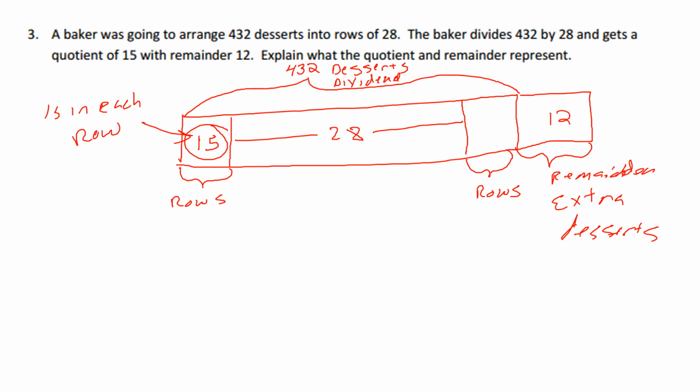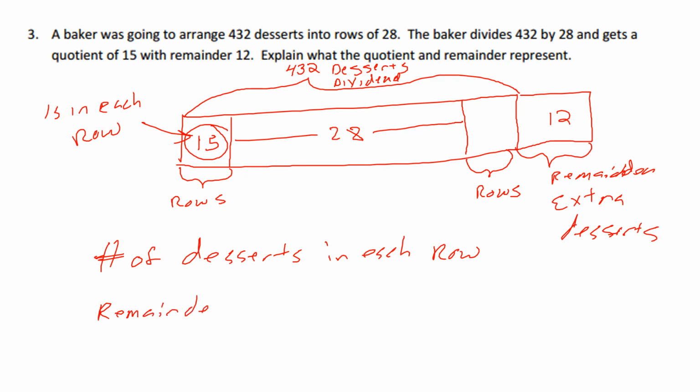So from the question, explain what the quotient and remainder represent. The quotient over here represents the number of desserts in each row, and the remainder represents extra desserts not in rows.